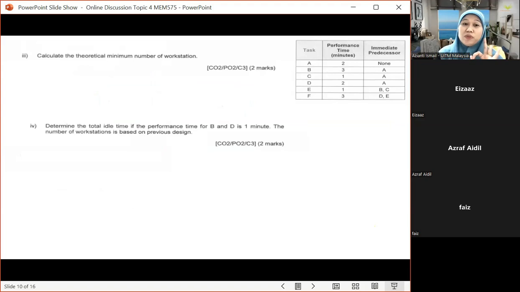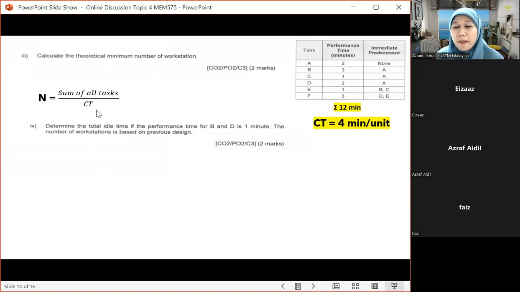So sekarang kita nak jawab soalan nombor 3. Now dia kata theoretical. Bila theoretical, kita akan guna formula ni. Okay, kalau tak ada word theoretical tu maksudnya you kena buat manually. So bila dia kata theoretical, so you guna sum of all tasks, iaitu 6 tadi, 12 sorry, divide by CT. CT dia tadi berapa? Kita dapat 4. So 3 workstation. So betul lah tadi, confirm kan? Okay, so kita dapat 3 workstation. And now kita buat soalan yang bila ada changes.